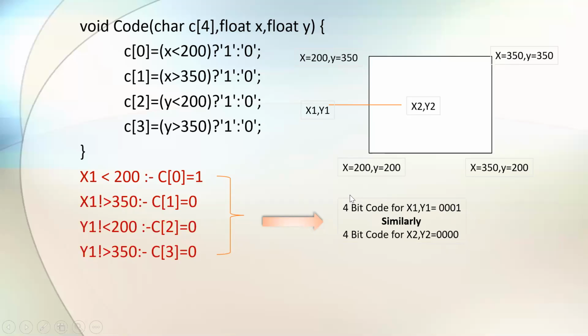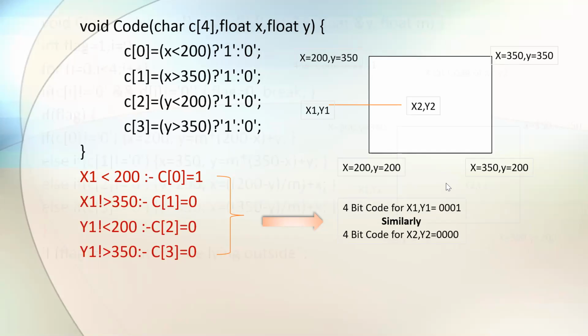So this is how every endpoint of the line which you have to clip has to pass through this particular code, and that endpoint will be assigned a 4-bit code. I hope you all have understood. Is that clear? Yes? Yes, ma'am.